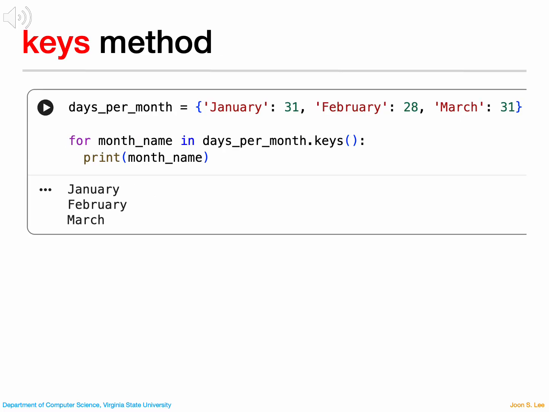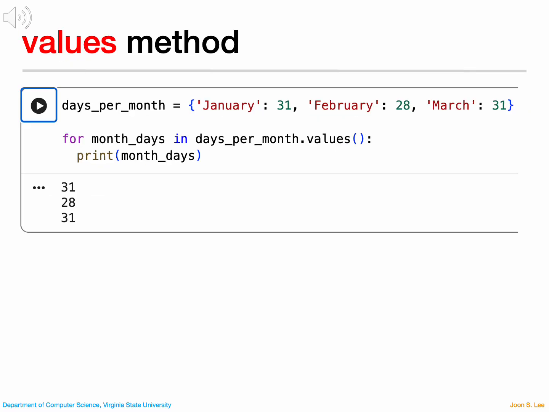The keys method returns all the keys stored in the dictionary. When we iterate through keys, each loop gives us one key at a time. In this example, the loop prints the names of the months, which are the keys in the dictionary. The values method returns all the values stored in the dictionary. When we iterate through values, each loop gives us one value at a time. In this example, the loop prints the number of days for each month.